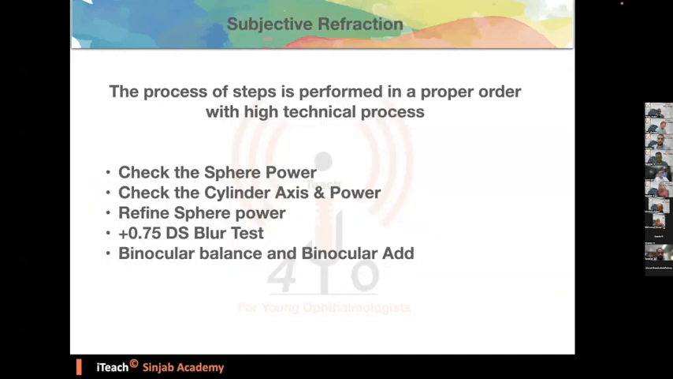Now, regarding the other part of the clinical refraction, the subjective refraction. That's a process of steps performed in proper order to get an accurate glasses prescription for any patient, which is to check the sphere power after doing the retinoscopy. And then we move to check the cylinder axis and power using the Jackson cross cylinder, and then refining the sphere power using the +0.75 diopter sphere lens blur test. And finally, we will conclude our test by binocular balance, which I will talk about briefly now.